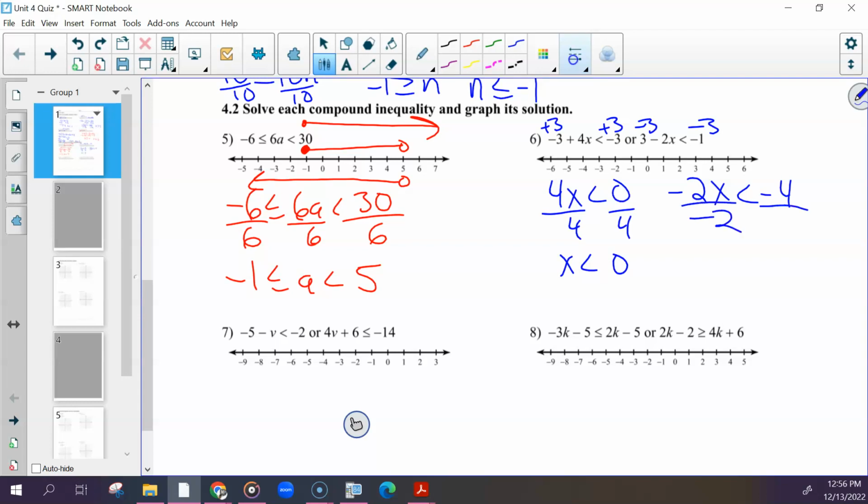Divide both sides by -2 over here. Your sign changes direction. Make sure you have an "or" in between your final answers. Some of you were forgetting that. And then this would be an open circle at 0 going to the left, and an open circle at 2 going to the right. Our "or" inequalities should not graph together. If they do, something's off. Questions on that one?